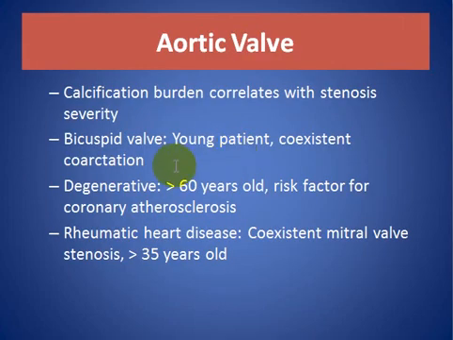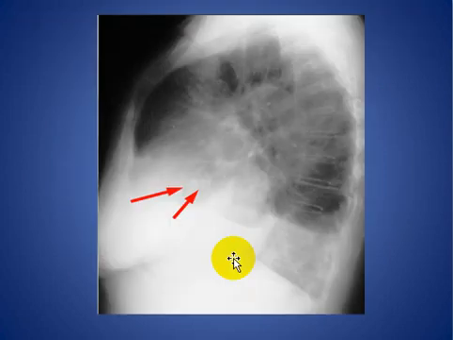Aortic valve calcification burden correlates with the stenosis severity. Bicuspid valve: in a young patient, coexistent with coarctation. Degeneration: more than 60 years old, risk factor for coronary atherosclerosis. Rheumatic heart disease: coexistent mitral valve stenosis, more than 35 years old.